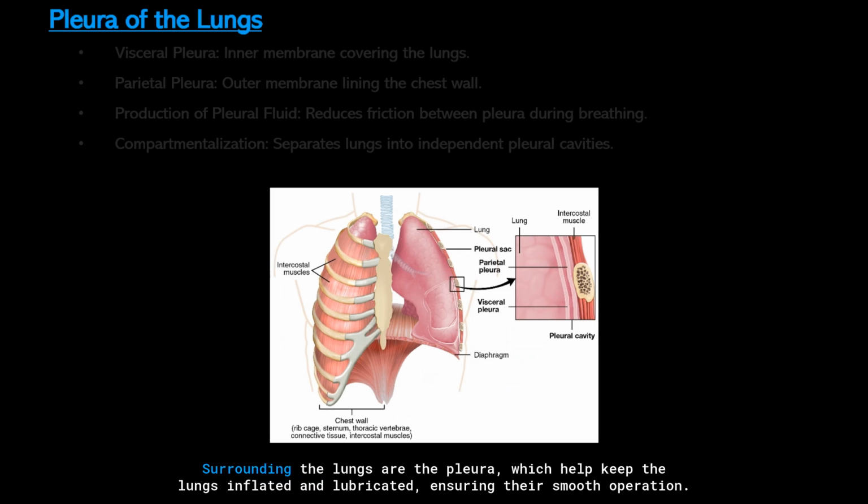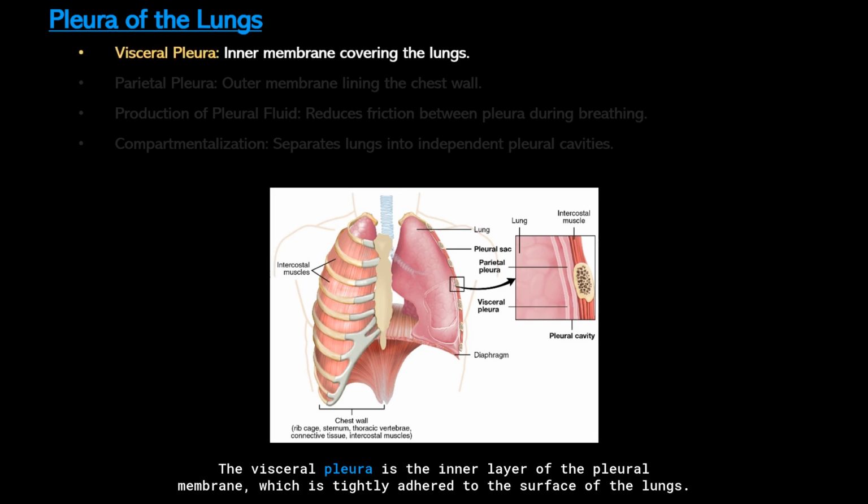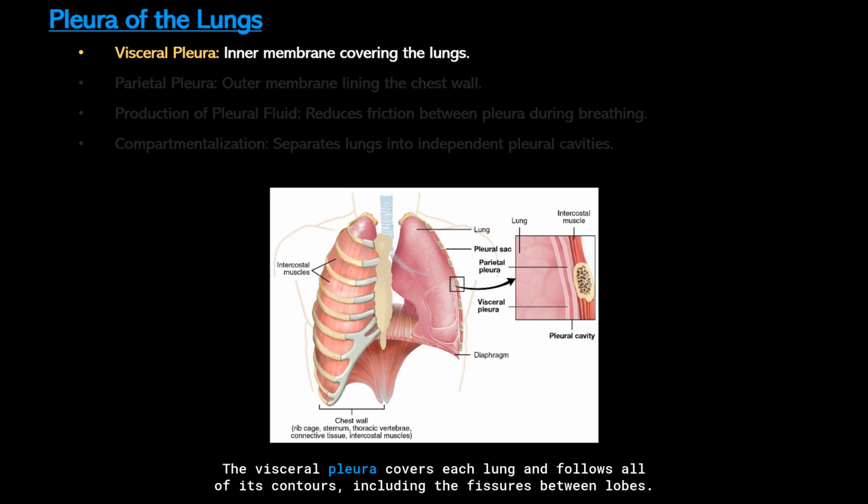Surrounding the lungs are the pleura, which help keep the lungs inflated and lubricated, ensuring their smooth operation. The visceral pleura is the inner layer of the pleural membrane, which is tightly adhered to the surface of the lungs. The visceral pleura covers each lung and follows all of its contours, including the fissures between lobes.